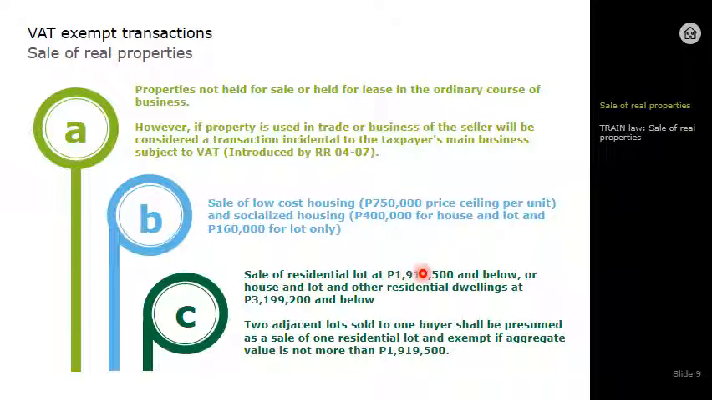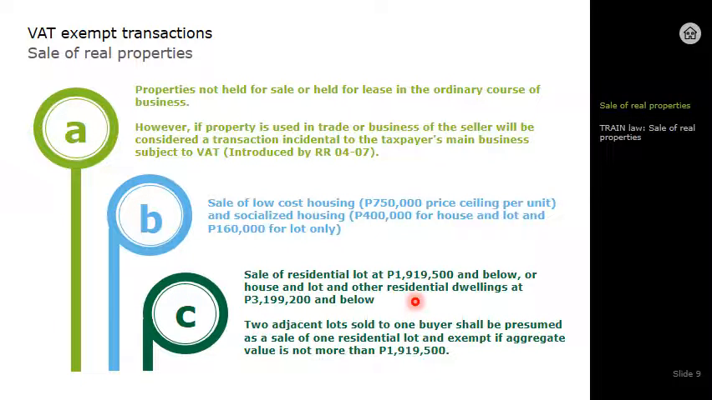Residential lot, 1.5. And then, ito namang house and lot and other residential dwelling, this should now be 2.5 million. 2.5 million naman yan. Beginning January 1, 2018. Okay, that's the effectivity date of the TRAIN. This has already been revised. Just take note of that. This should be 1.5 and this should be 2.5 million. Okay. So, when we say 2.5 million, that includes a sale of a house and lot, residential house and lot.